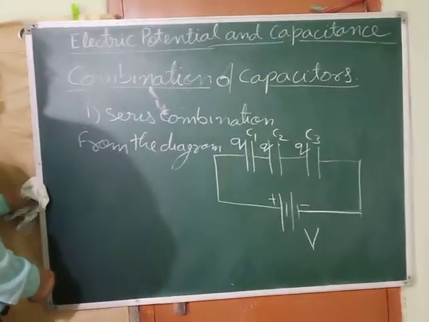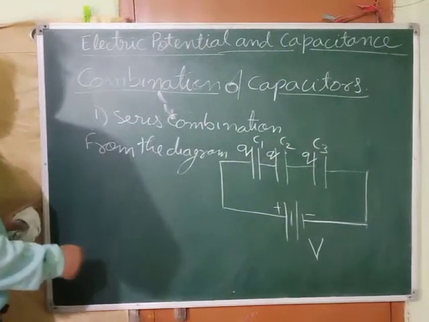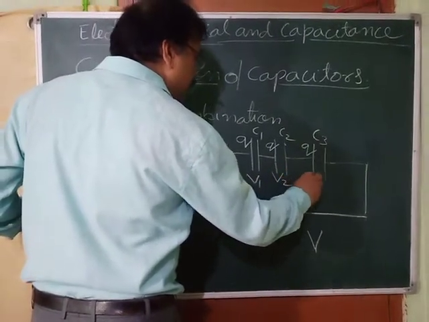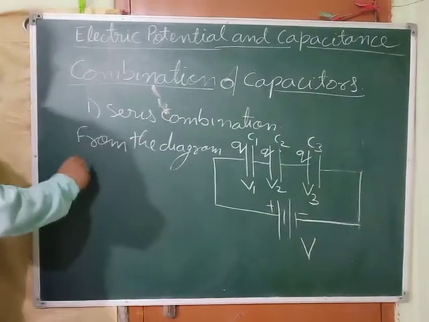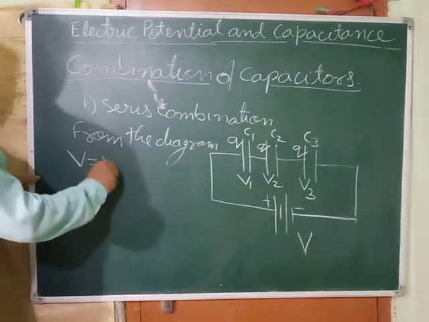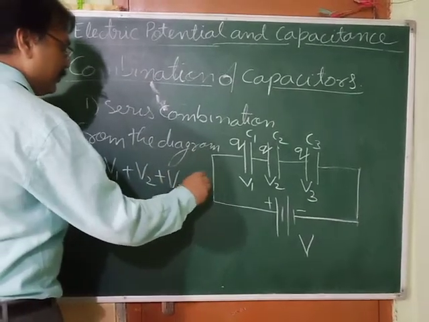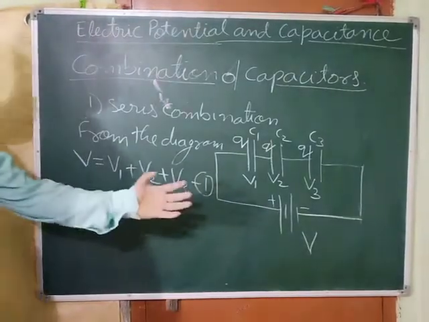What we can write? See. Suppose potential difference across this is V1, across this is V2, and across this is V3. So what we can write, you can see V is equals to V1 plus V2 plus V3. This is equation number 1. See, total applied potential difference is V.